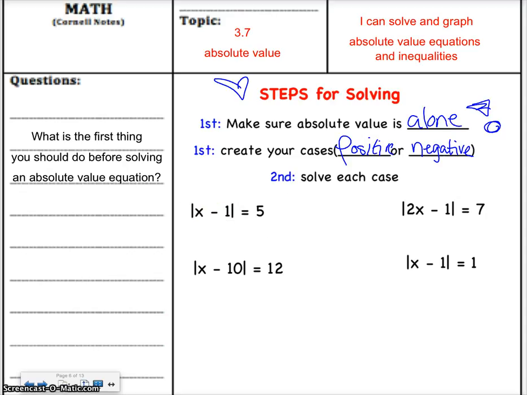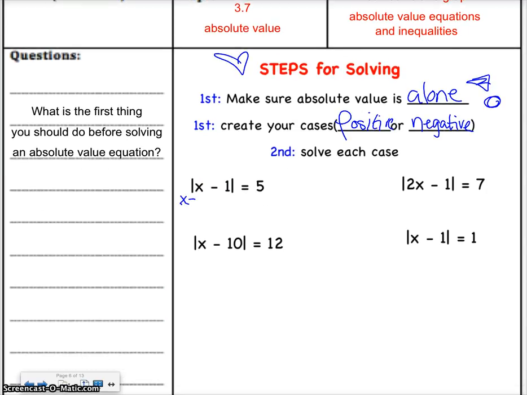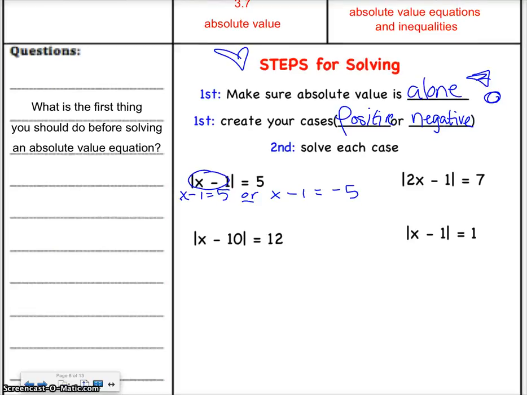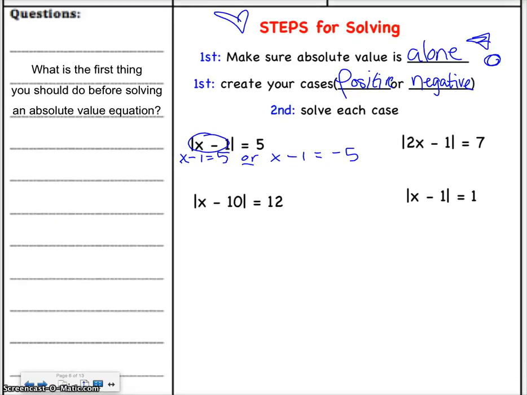Here's how I set it up. I say, well, x minus 1 can be a positive 5, because it can be 5 spots away from 0, or another one that's 5 spots from 0, x minus 1 is negative 5. Do you see how I set that up there? So I say this is positive away from 0, or whatever's inside here is negative away from 0, because there's two numbers that are that far from 0. And then I solve both cases.